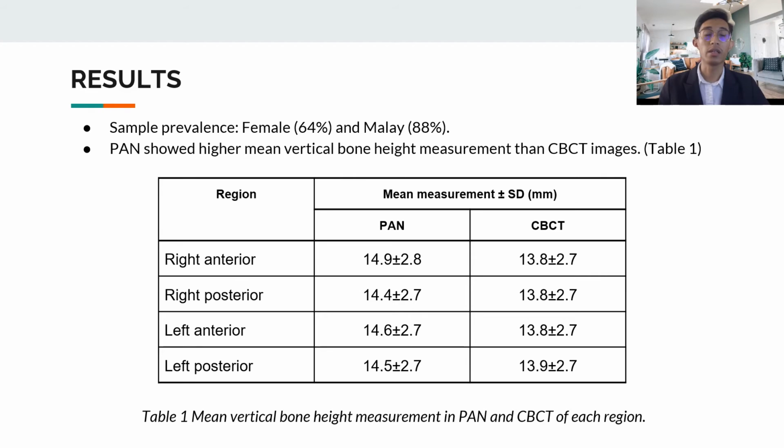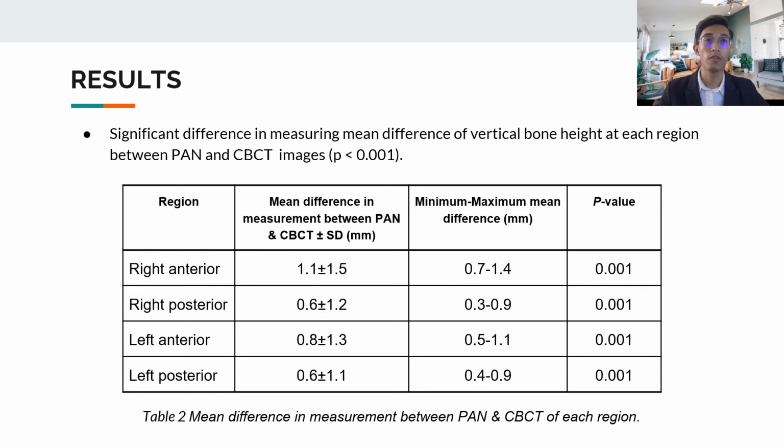In our study, the most frequently observed gender was female, which made up 64% of the total samples, whereas Malay recorded the highest observed race with 88%. All 66 sets of panoramic and CBCT images were assessed in the study. In panoramic radiographs, the mean vertical bone height measurement at each region was higher as compared to CBCT images, as shown in Table 1.